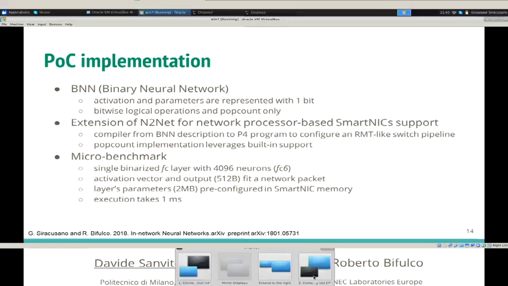In our extension, we replaced the popcount implementation with the one provided by the SmartNIC. At the moment, we still don't have the full end-to-end prototype, but we evaluated a micro benchmark by implementing a single binarized fully connected layer with 4,000 neurons, which is the exact size of the biggest fully connected layer of AlexNet. This layer, binarized, has activations and output of around 500 bytes, which fit the network packet. So we are able to read the input of the layer and to write the output in the packet using P4. And the parameters of the layer are pre-configured in the memory of the SmartNIC. Under this configuration, the execution of the single layer takes 1 millisecond.